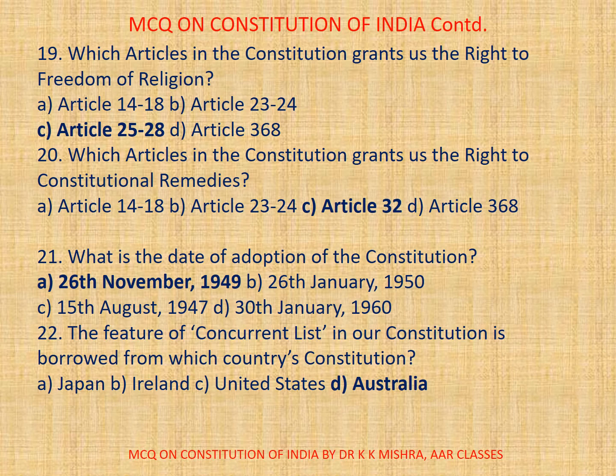20. Which articles in the Constitution grants us the right to constitutional remedies? A. Article 14 to 18, B. Article 23 to 24, C. Article 32, D. Article 368. Correct option is C. Article 32.